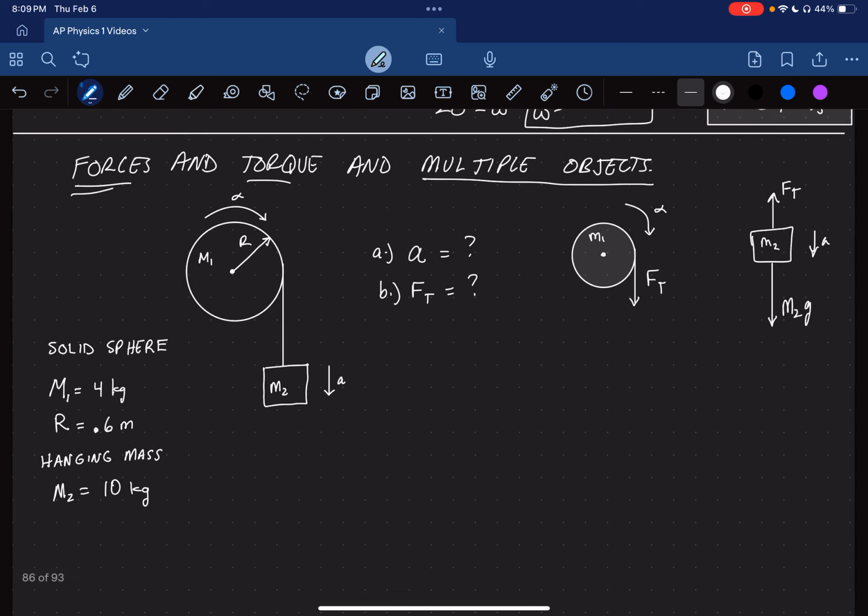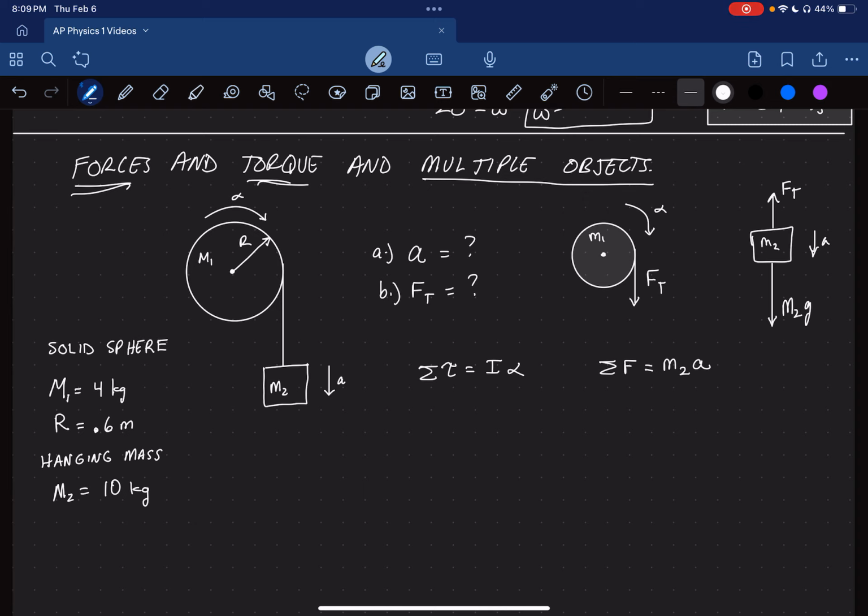And this is forces and torque. What we're going to do is write two equations to start off with. Our torque equation, sum of all torque, is equal to I alpha, which we're going to use this picture here, and then we'll write the sum of all forces equals m2a for this free body diagram that's right here. And we're going to try to use these equations together to figure out the acceleration at first and then Ft.